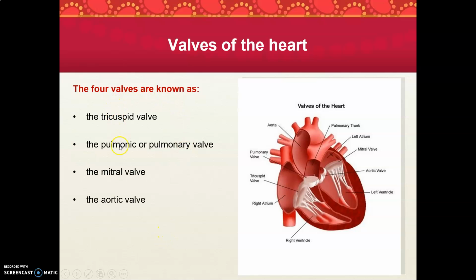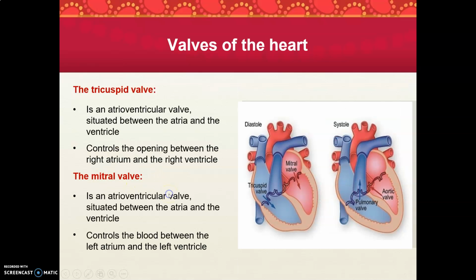Now, there are four main valves present in the heart: the tricuspid valve, the pulmonic or the pulmonary valve, the mitral valve, and the aortic valve. The mitral valve, as I told you, is also known as the bicuspid valve.